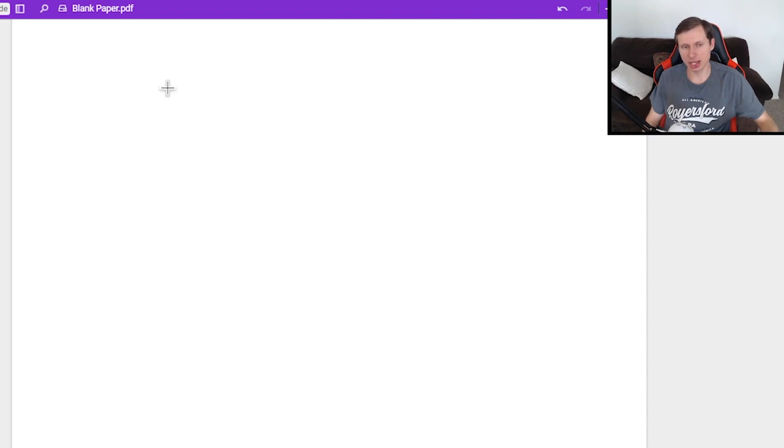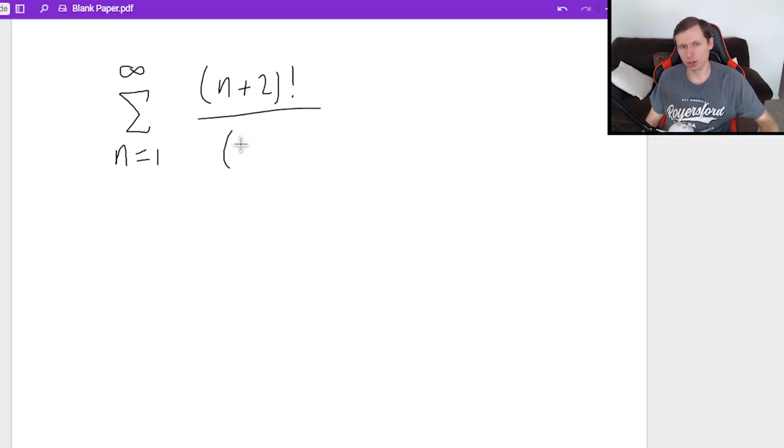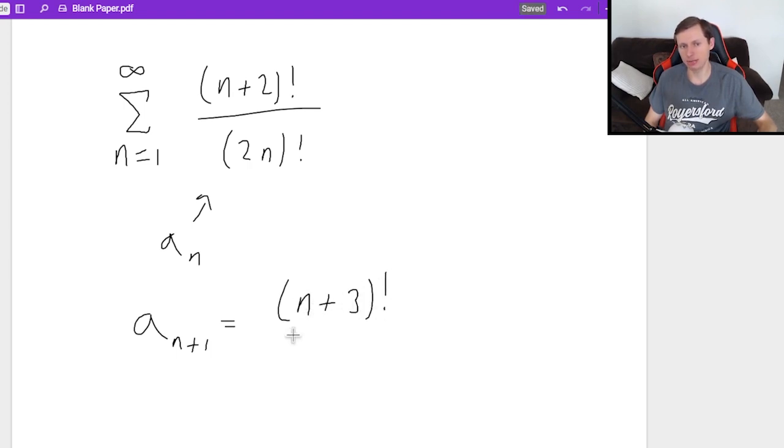And now for the last one we have today. It's the series from n equals 1 to infinity of n plus 2 factorial over 2n factorial, all in parentheses like that. So once again, the first thing I'm going to do is say that's a sub n, and then I'm going to find a sub n plus 1, and that's just going to be numerator n plus 1 will now be n plus 3 factorial.